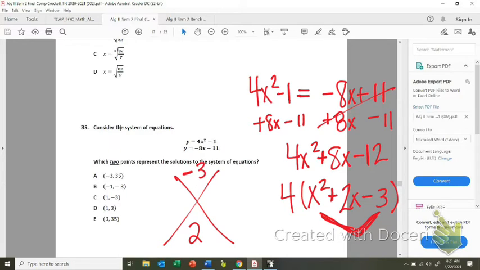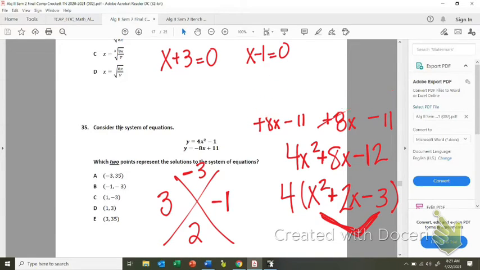What multiplies to -3 and adds to 2? 3 and -1, right? But those are not my solutions. Those are my factors. So I have x plus 3 equals 0 and x minus 1 equals 0. What's the solution for the first one? x equals -3, and this one is x equals 1. So you know you got your two x values from that.